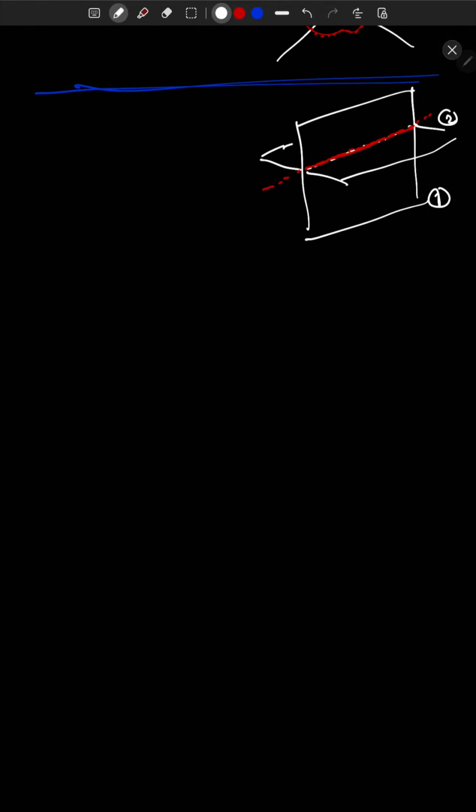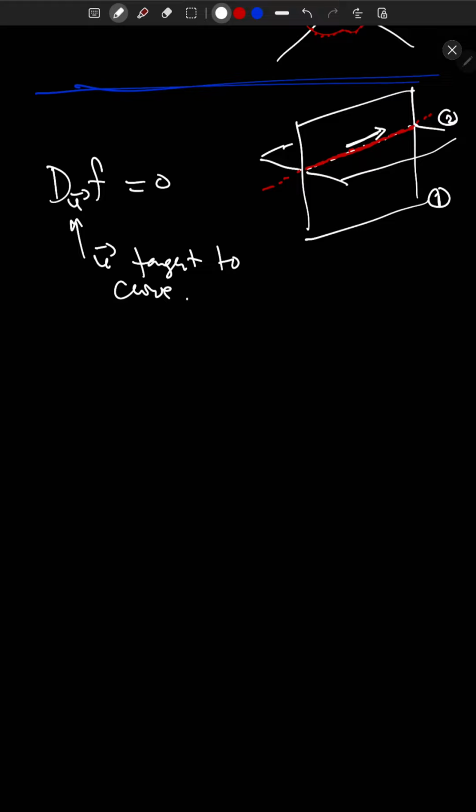All right, so we're just going to discuss this idea very, very quickly, because it's roughly the same. We want to look in directions tangent to this line or this curve. We're only interested in d sub u f equals 0 for u tangent to the curve. All right, so we're only interested in directions like this. Or we're only interested in finding where the directional derivative is 0 in that direction.